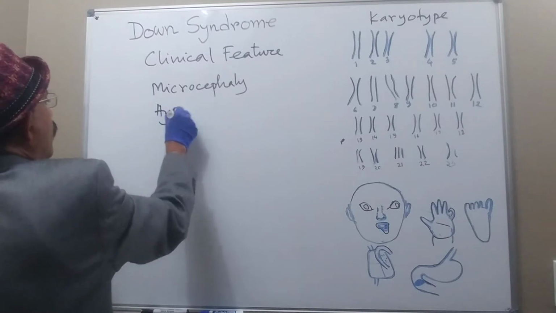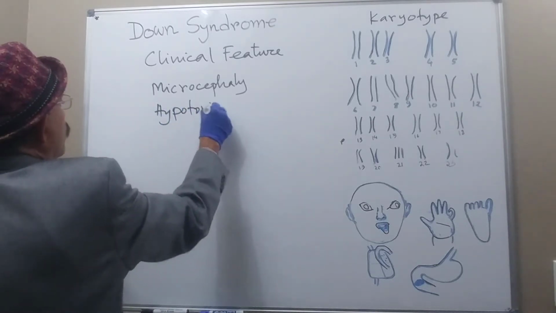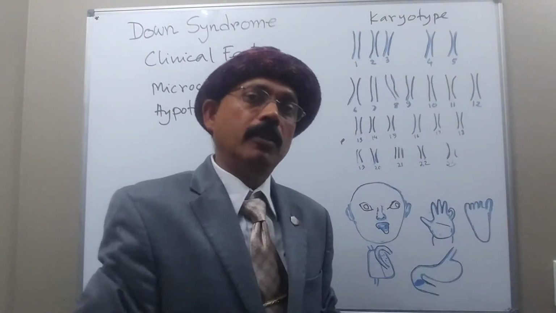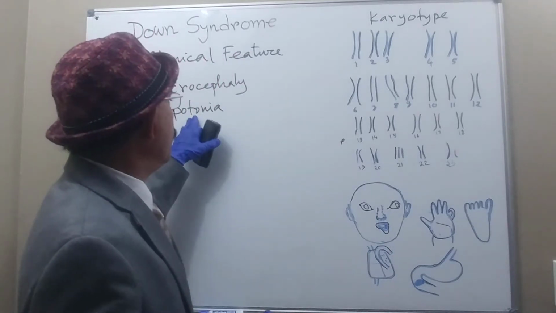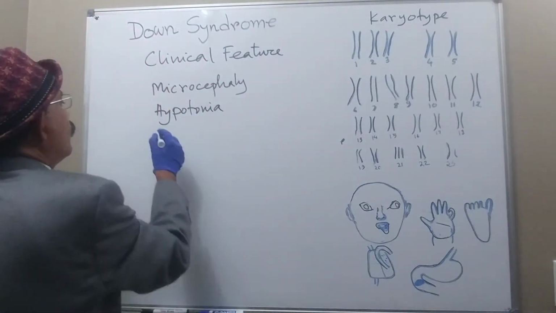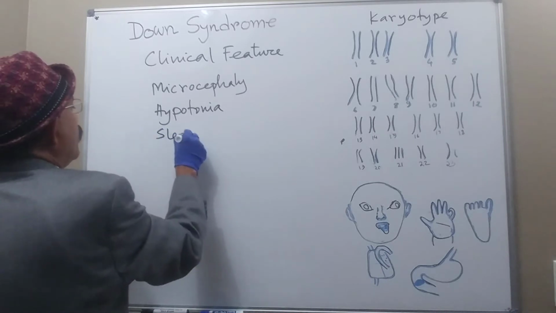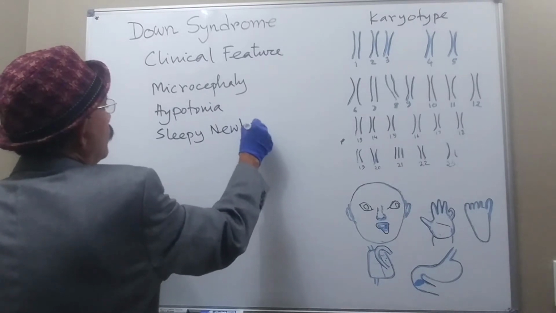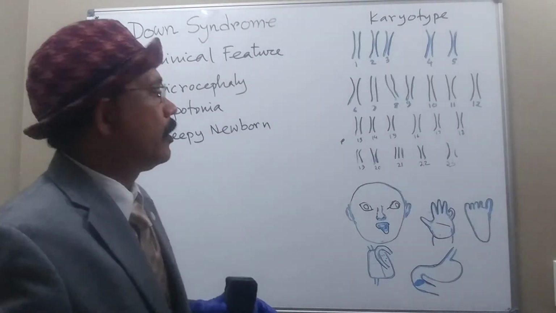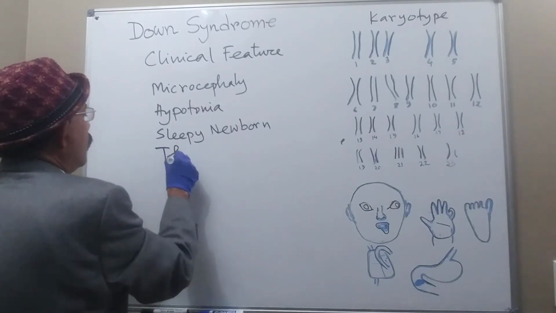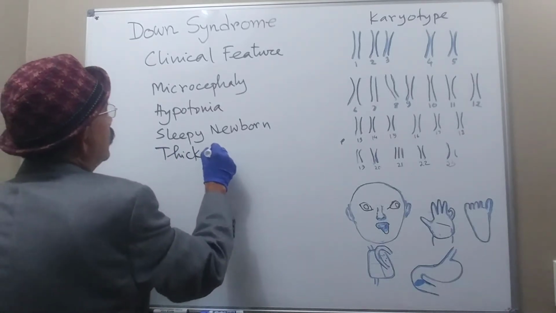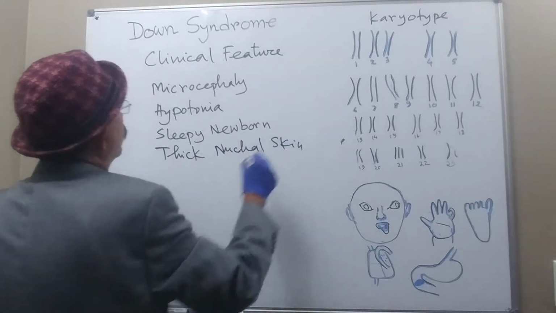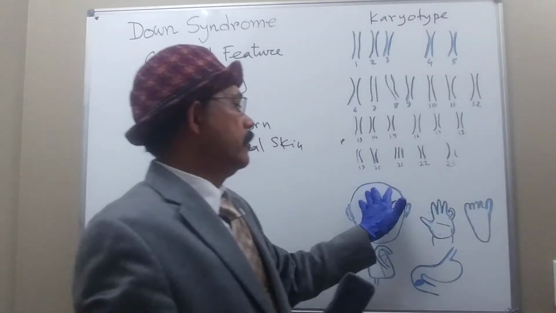In the newborn, we'll get hypotonia. Hypotonia we can diagnose in a newborn. Tension in the muscle is less. Not only in children, also in adults, there will be hypotonia. And the newborn will sleep too much. Sleepy newborn, more than usual sleep. We also get thick nuchal skin.